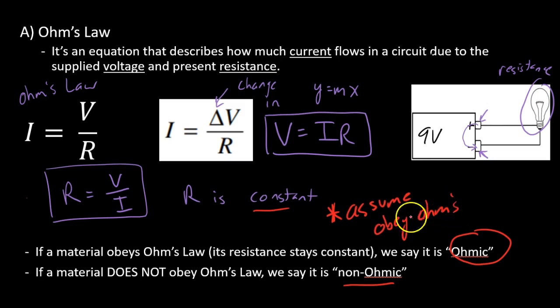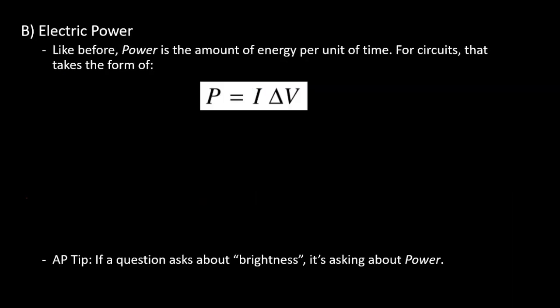We're going to use this equation quite a bit in future applications of circuits. So unless it explicitly says otherwise, we'll assume that we can use Ohm's law, V equals IR, or I equals V over R. But just know sometimes materials do not follow it. It just means that the R, the resistance, is not staying constant. Okay, that's Ohm's law. Part B.